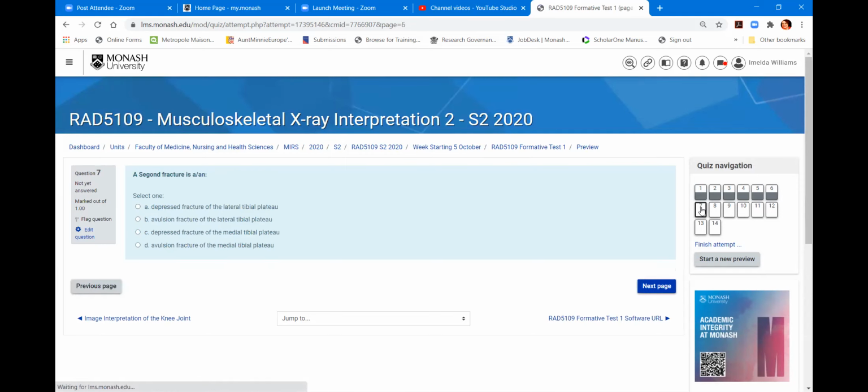7 was also a multiple choice question. Segond fracture is, and of course the answer there is an avulsion fracture of the lateral tibial plateau.